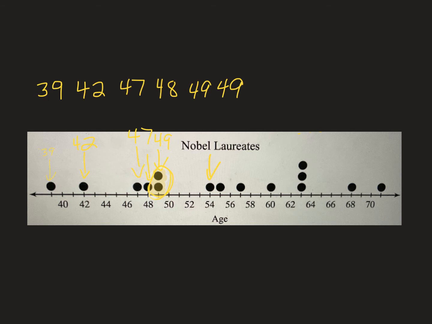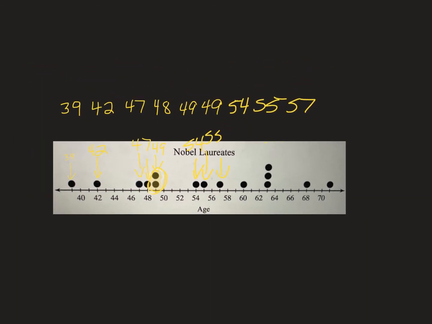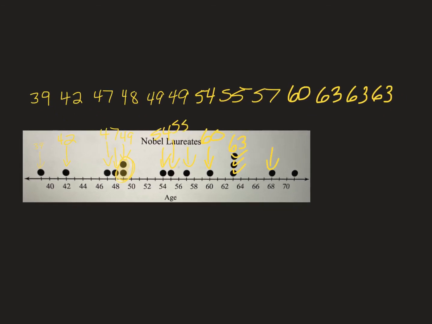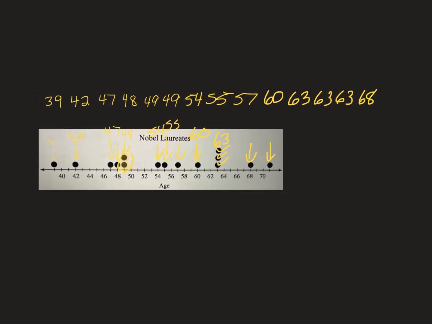Then we've got 54, followed by 55, followed by 57, 60. 63 pops up 3 times. So we got 1, 2, 3. So we need 63 in our list 3 times. 68 and 71 for our last one.